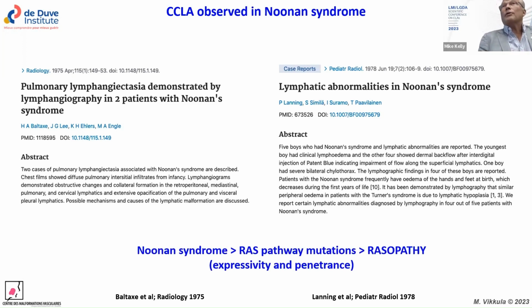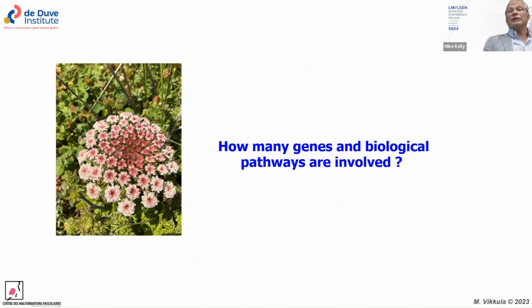They are so-called RASopathies. And since very often genetic diseases have an extremely wide spectrum of phenotypes, an individual may have the mutation, has no phenotype, another individual has a full-blown phenotype. So the expressivity and penetrance vary a lot between different individuals. So how many genes do we now then have and biological pathways involved?